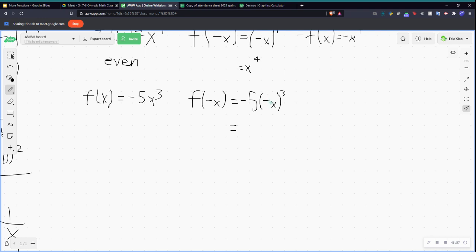Then you still have a negative here. So you get negative 5. Just do the extra step. So this is negative 5 times negative x cubed. So you see that the cube is from the x, and the negative is from that whole thing. So when we simplify it, we just get rid of these two negatives. So this is just 5x cubed.